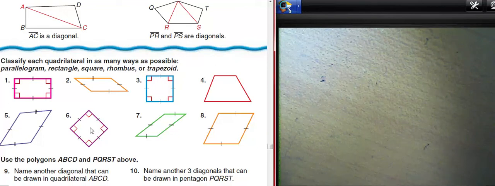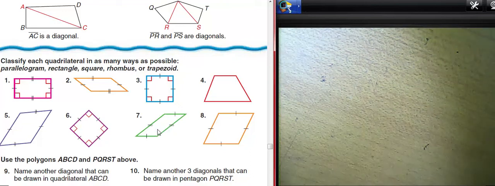Question 6, a square. Question 7, we have 2 pairs of sides equal in length. So what will this figure be? It will be a parallelogram. Question 7, a parallelogram. Question 8, we have 4 sides equal in length. So this figure will be a rhombus. Question 8, a rhombus.